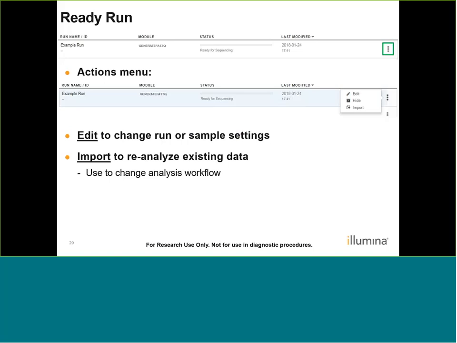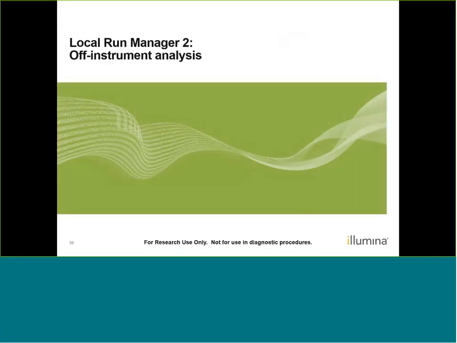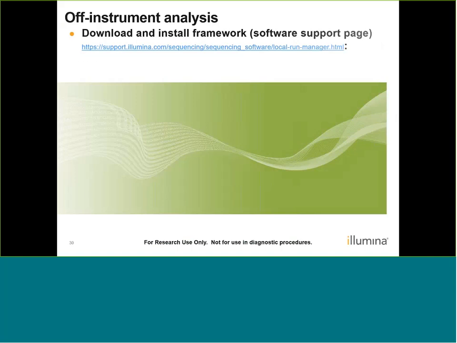Import then allows you to import existing sequencing data. This is useful for analyzing off-instrument, but it's also useful for on-instrument if you need to change the analysis workflow. So you initially set up your run as Generate FastQ, but then later you decide you want to run it through a different module. Speaking of off-instrument though, let's talk about that for a little bit first.